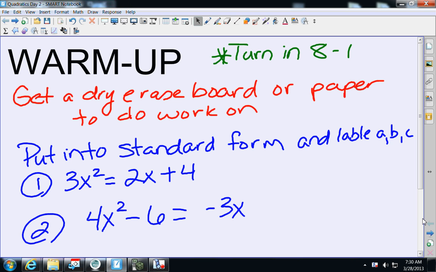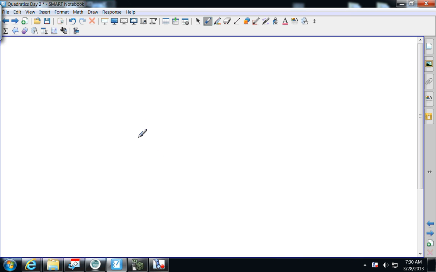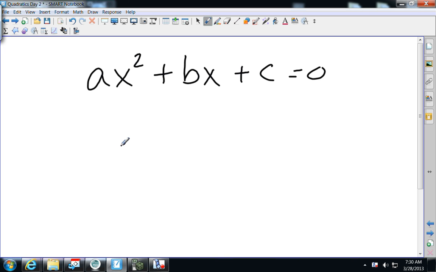Okay, on the warm-up, I asked you to put the equations into standard form. First off, what is standard form? What does it look like? AX squared plus BX plus C equals 0. This is the quadratic standard formula, okay?